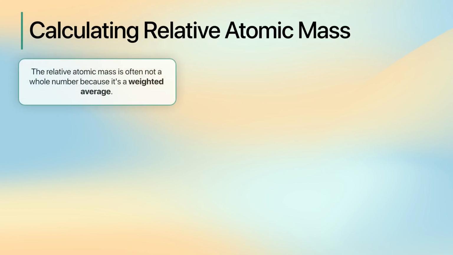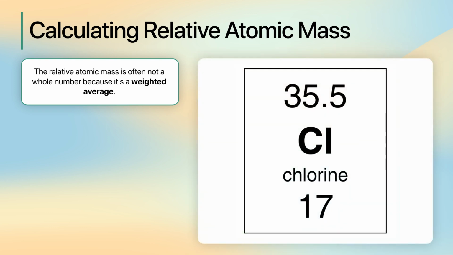The relative atomic mass is often not a whole number because it's a weighted average. Isotopes with different masses contribute differently based on their relative abundances. As seen with chlorine, the result was 35.5, which reflects the contributions from both chlorine-35 and chlorine-37.